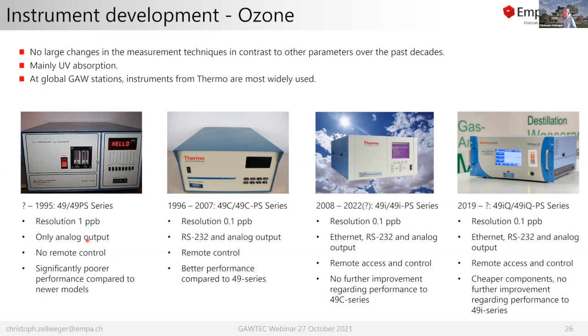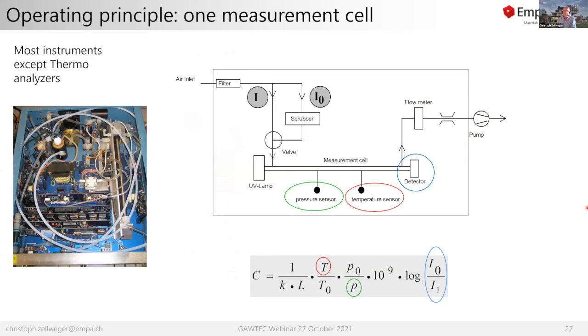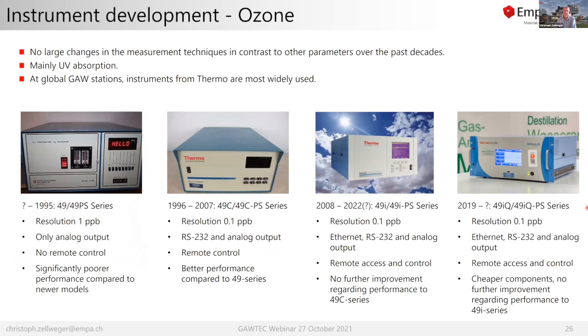But of course, the electronics at that time was not so good. It had only analog output. So there was some progress, but not really much. Especially from the mid-90s until now, the performance is almost the same. Compared to other species, like carbon monoxide, carbon dioxide, methane, where we have a huge development, there is not so much development in ozone. But of course, ozone is also a somewhat simple measurement technique, and the performance of these UV analyzers is good enough for what we want to do. So that's fine.